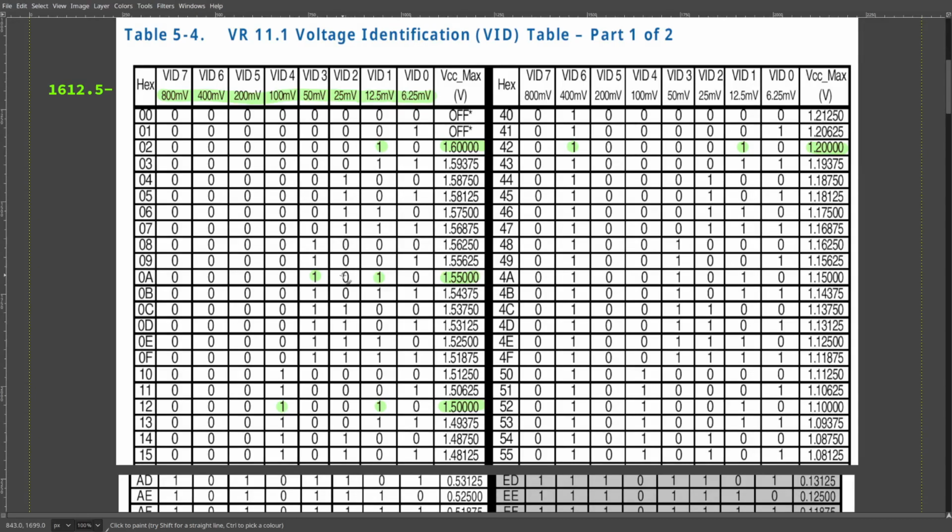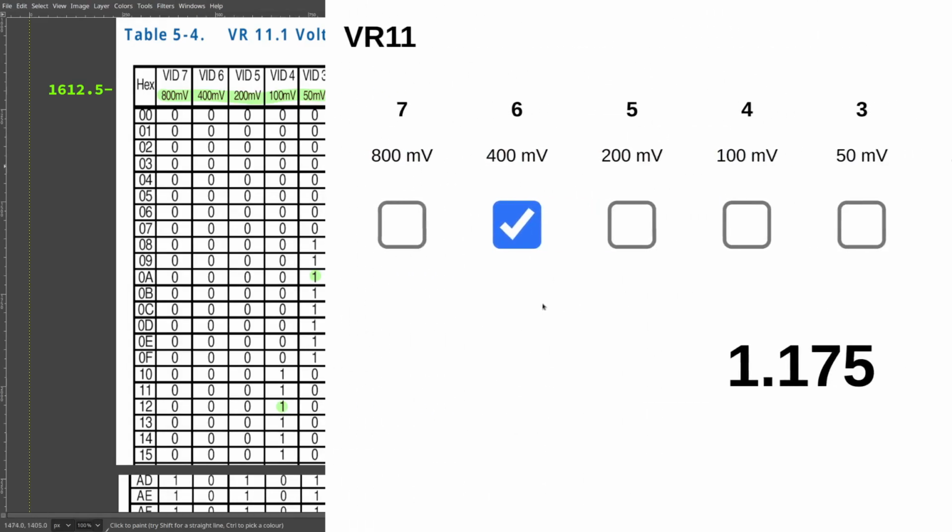So I want 25 millivolts more or less, change vid2. 50 millivolts more or less, change vid3. Vid4 for 100, right? So 1.5 volts, subtract the 12.5, and subtract another 100 from here, right? You start with 1.6, subtract that, then you subtract another 100, 1.5 volts. For 1.2 volts, the same thing. We start with the 1.6125, remove the 12.5, and then we remove another 400 millivolts, so we get to 1.2 volts.